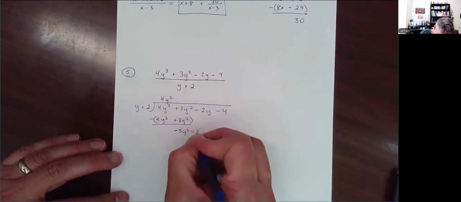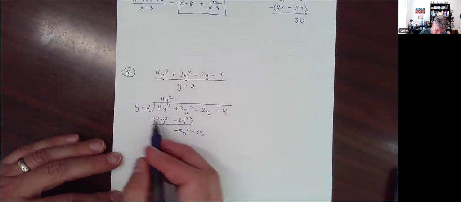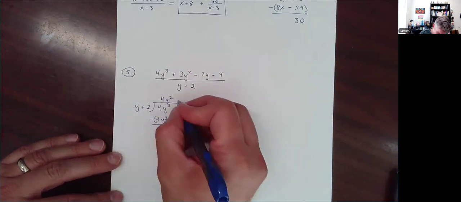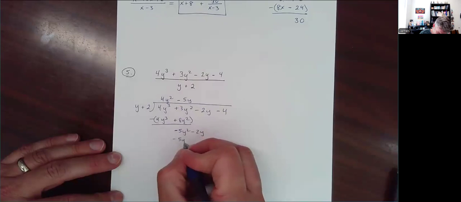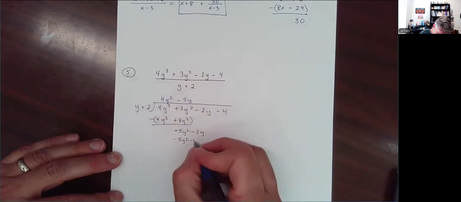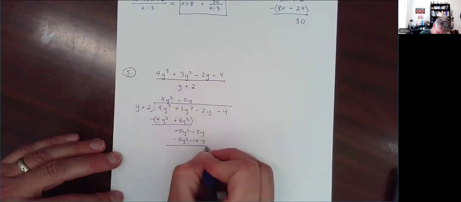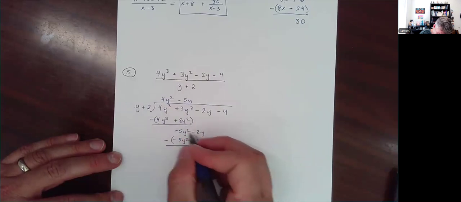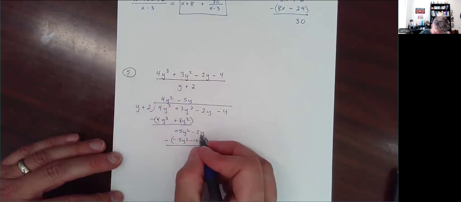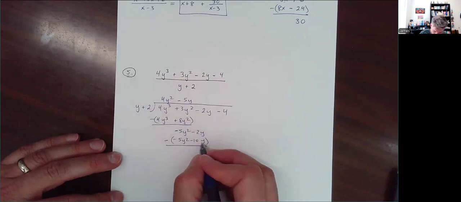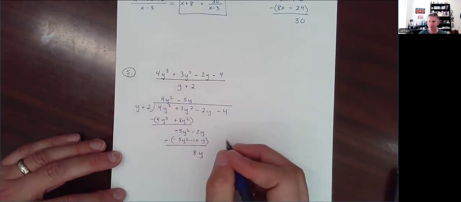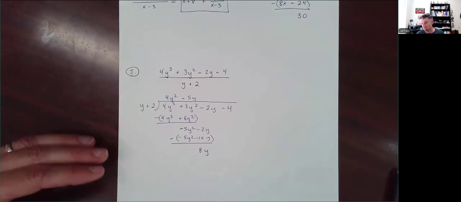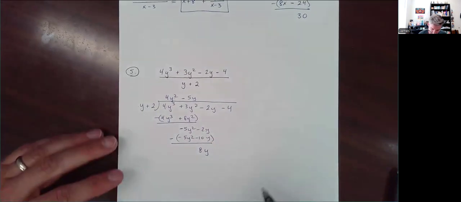Bring down the next term. Do it again. What do you multiply by y to get negative 5y squared? Negative 5y. Negative 5y times y is negative 5y squared. Negative 5y times 2 is negative 10y. Subtract. That minus that is 0. Negative 2 minus negative 10y, so negative 2 plus 10y is going to be 8y. I'm really not paying attention to the y there. I'm just saying negative 2 plus 10 is 8, and then there's a y there because it's that many y's.